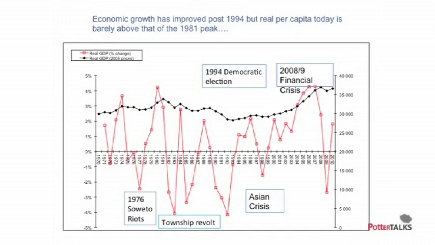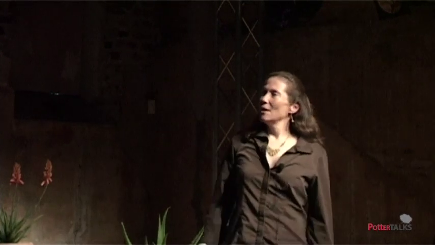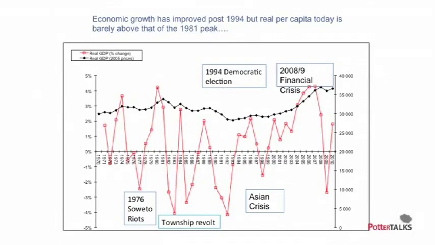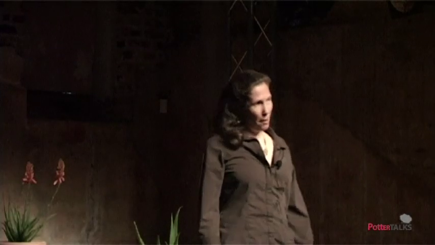And the other line, the sort of straight line, that's our GDP, gross domestic product, per capita, per head. That dipped through the 1980s, but then rose again. But notice, we are still below. The peak today is still lower than it was in 1981. So we've improved, but we've got a big problem. And the big problem is unemployment.